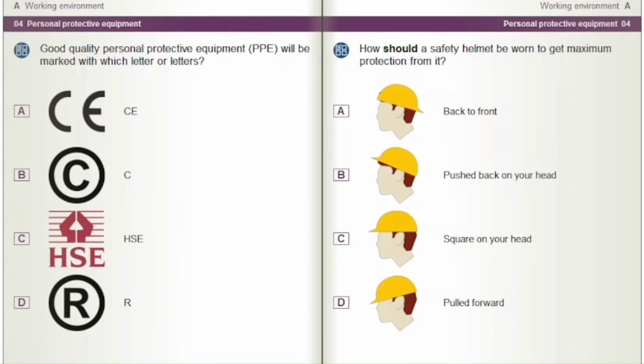How should a safety helmet be worn to get maximum protection from it? Back to front. Pushed back on your head. Square on your head. Pulled forward.